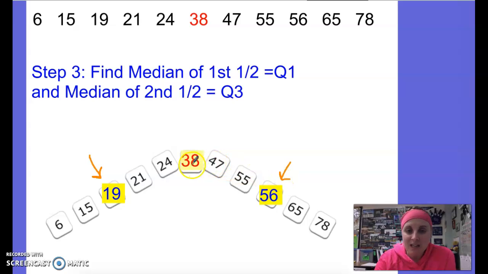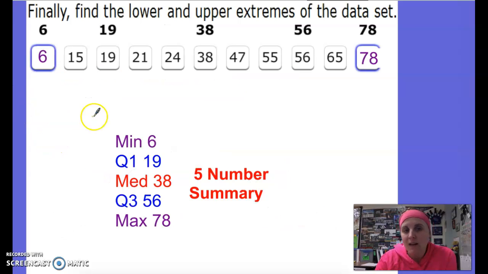So we have the median in the middle. 19 is the middle of the lower half, the small half, and 56 is the middle of the high half, or the upper half. The last 2 pieces are the min and max. Those are actually easiest to find. Minimum is the smallest, 6, and maximum is the highest, 78.